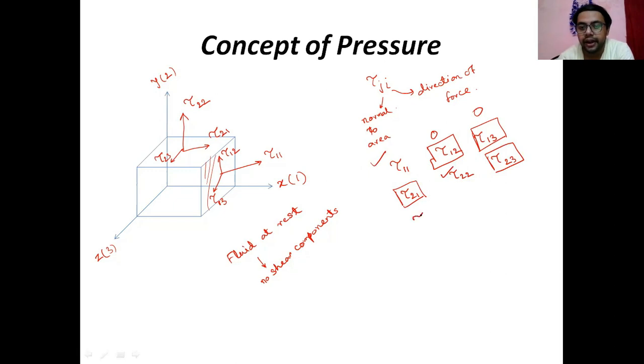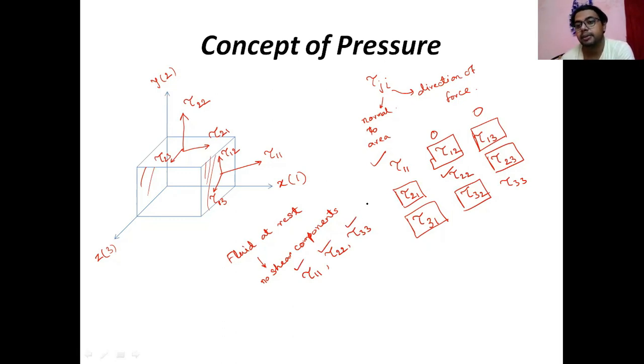Similar way, if you write in the other surface, in this surface, the same way you are getting tau 31, tau 32, tau 33. So here also, this component becomes 0, this component becomes 0. So the only existing components when the fluid is at rest are tau 11, tau 22, and tau 33. These three components are only existing.